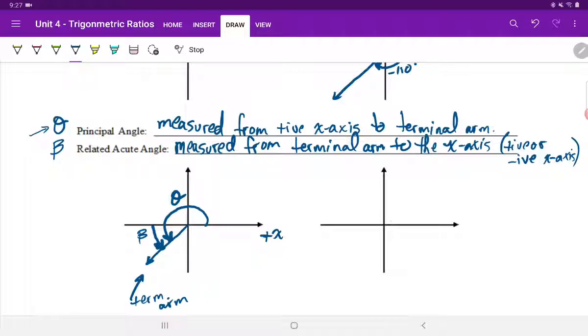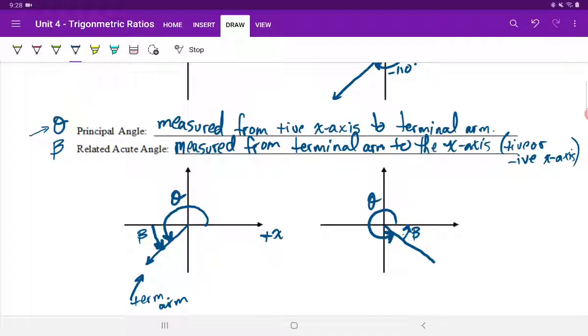Suppose we are in this quadrant. The principal angle would be starting from the positive x-axis and all the way around counterclockwise. If it's a positive angle, it goes counterclockwise. If it's a negative angle, it goes clockwise. So this is theta, which leaves this angle right there as our beta. So it's from the terminal arm to any side of the x-axis.